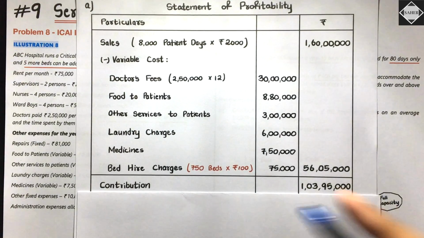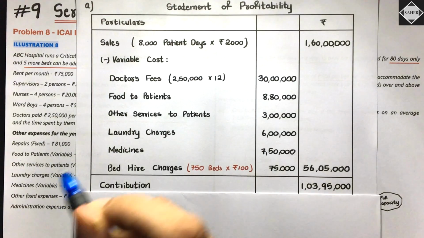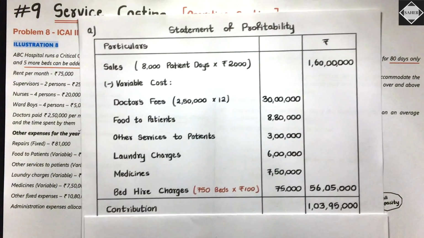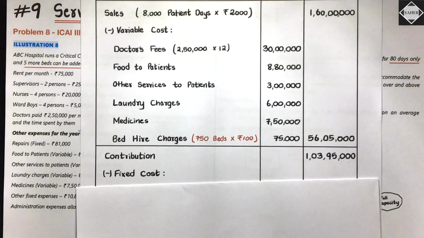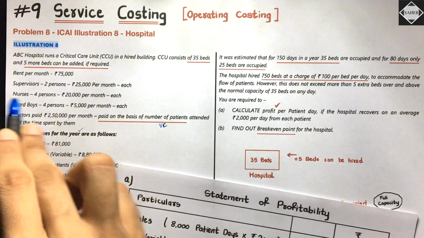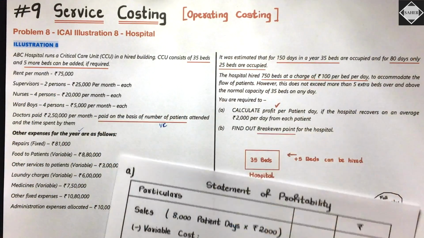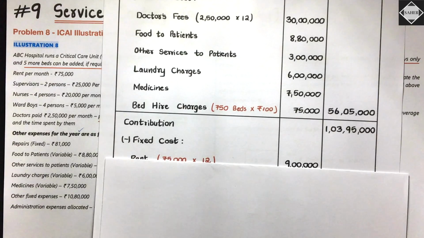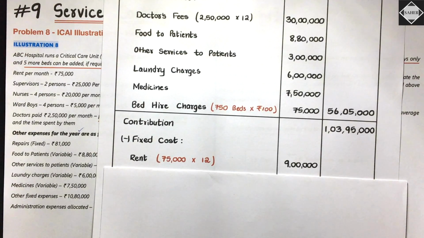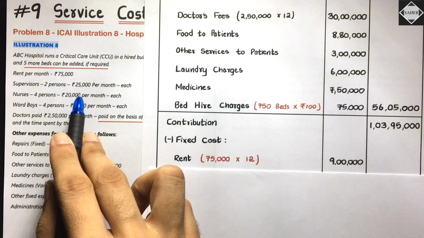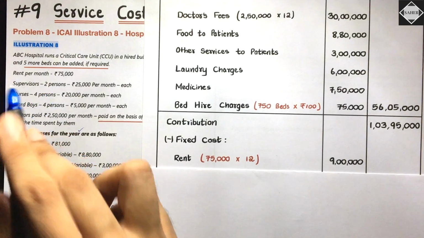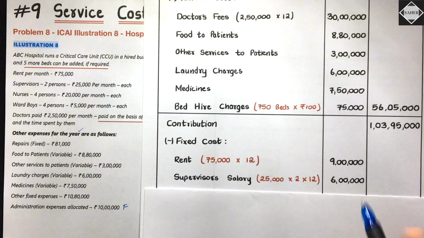Then what do you do? To get the profit, what you have to do from contribution? Subtract the fixed cost. Yes. Let's just go on subtracting the fixed costs. First fixed cost is rent per month 75,000. Do into 12. You will get the rent for the entire year. That is 9 lakhs. Right? And then you have supervisor salary, 25,000 into 2 into 12. So that's 6 lakh.